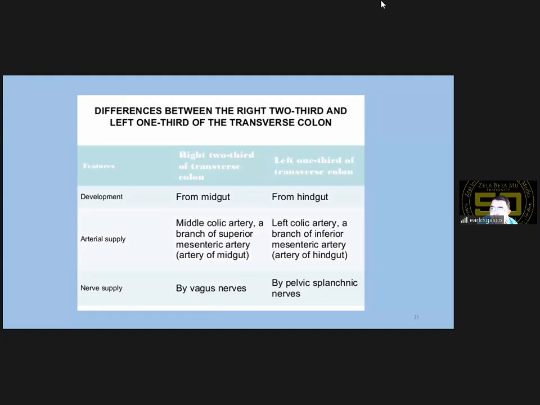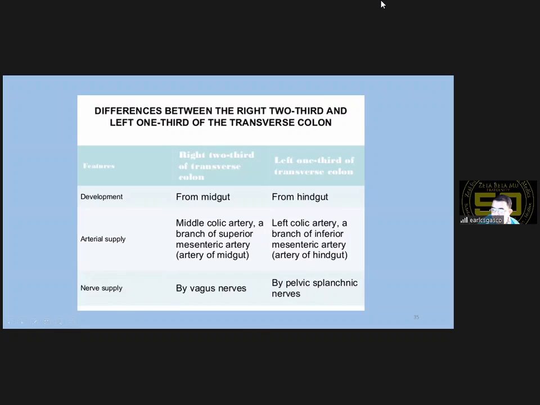Now, the transverse colon can be divided into the right two-thirds and the left one-third. The right two-thirds is derived from the midgut during embryogenesis, and the left one-third is derived from the hindgut. The middle colic artery supplies the right two-thirds, while the left colic artery supplies the left one-third. The middle colic comes from the SMA, the left colic from the IMA.